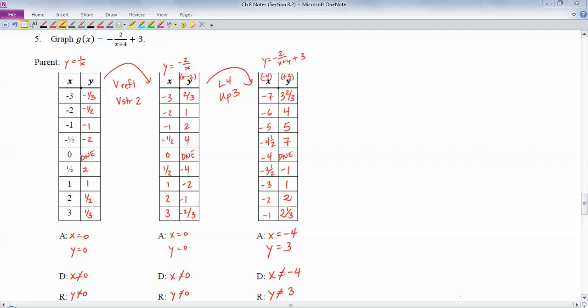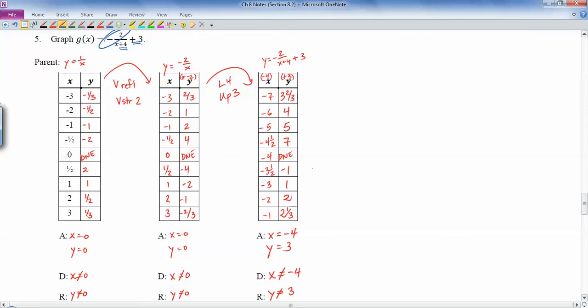Okay, so if you've unpaused, here's the charts for 5. The only thing I'll talk about, you always start with the same parent stuff, the 1 over x. In order to get the second chart, you're doing this multiplication by the -2 part. So that's multiply all the y's by -2, all the x's stay the same. And then to get to the last part, that's where you do the left 4 and up 3. So that's subtract 4 from the x's, add 3 to the y's.